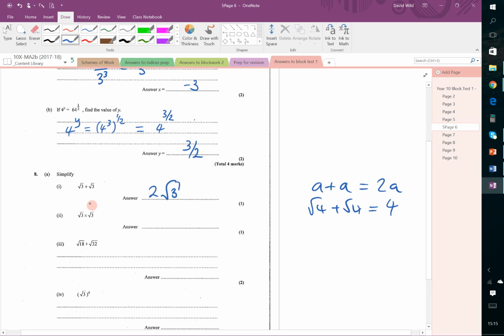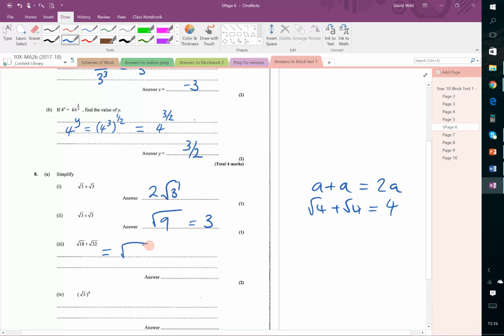When you're multiplying, however, you can do that. This is the square root of 3 squared, which is the square root of 9, which is 3. You cannot do the same thing here. People making this mistake up here make the same mistake down here.